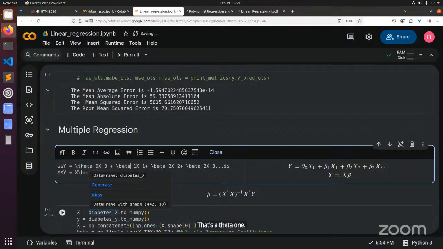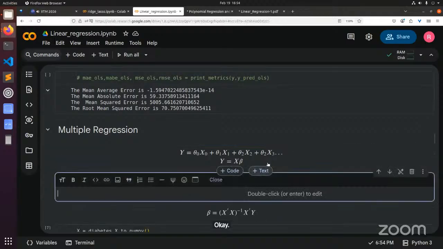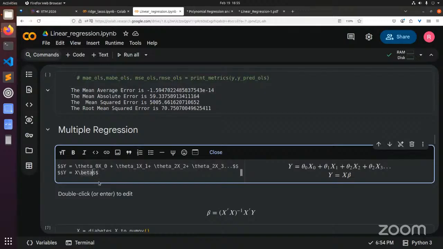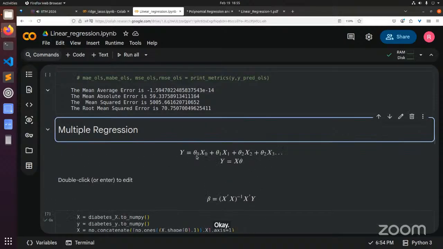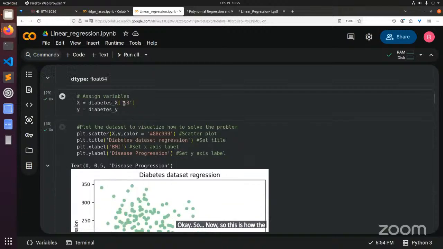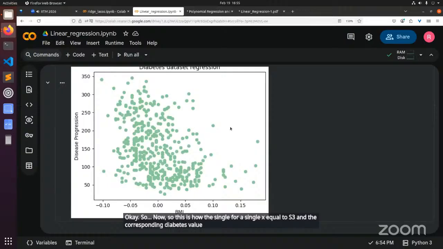Let's use theta everywhere. We have theta, and let's call this theta. So this is how it looks for a single x equal to S3 and the corresponding diabetes value.